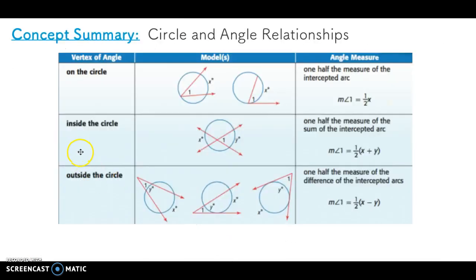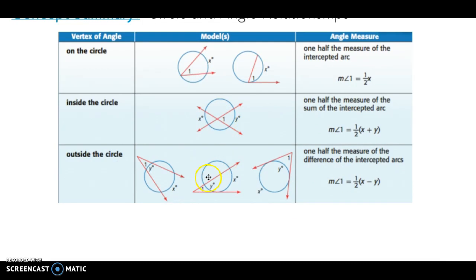Okay, so here's our concept summary. We talked about 3 types of secants today. A secant that intersects at a point of tangency, so the measure of the angle is equal to half of x. We talked about secants that intersect inside the circle, so the measure of angle 1 here is going to be equal to half of the sum of x and y. And then if they intersect on the outside of the circle, it's going to be half of x minus y.